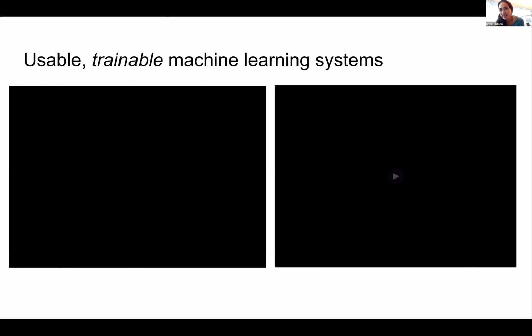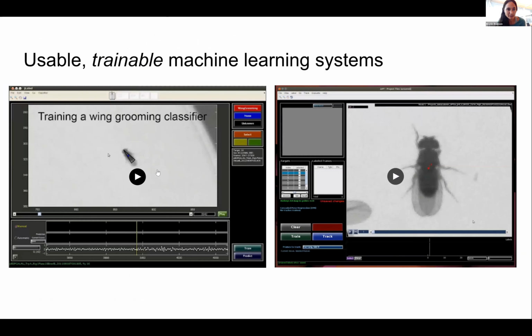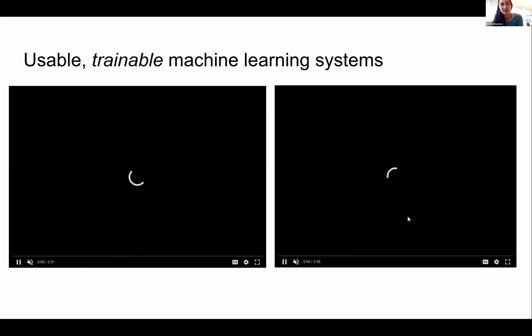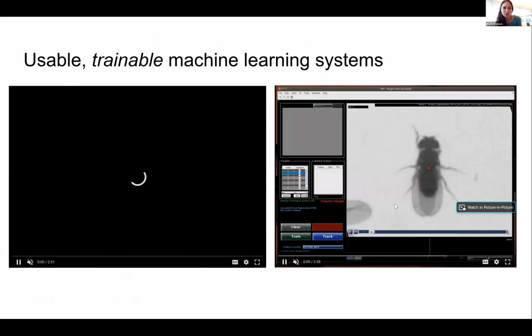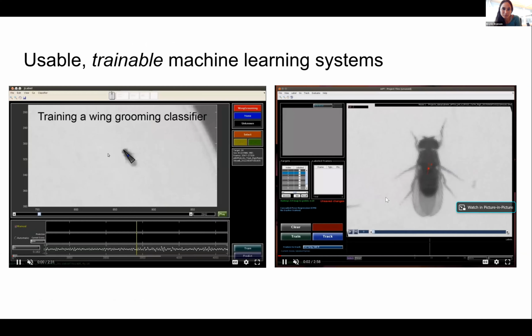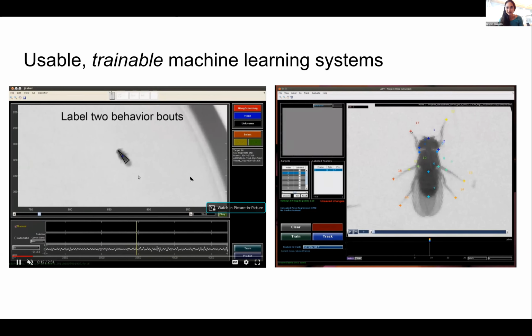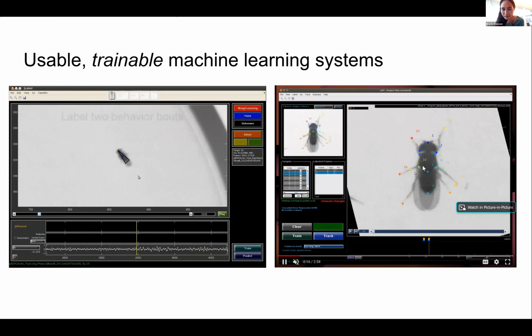And the other reason that we've been wanting to develop this is, and this is kind of related to, I think, what Carson was talking about, that we're pretty passionate about developing usable and, in particular, trainable machine learning systems. So these are a couple of examples of software that we've developed over the years. This is JAABA here, and this is APT. JAABA is trying to do behavior classification, and APT is trying to do pose recognition.